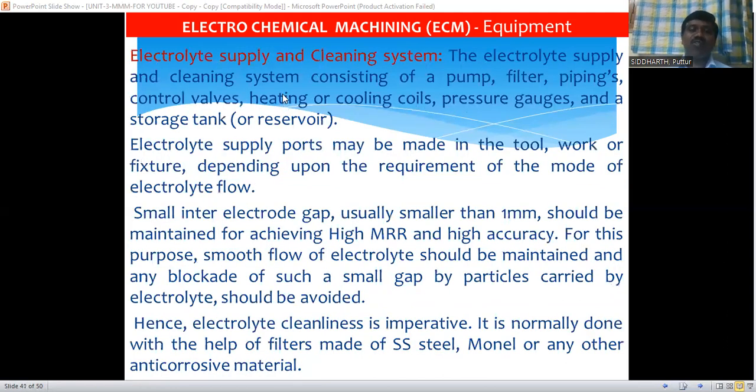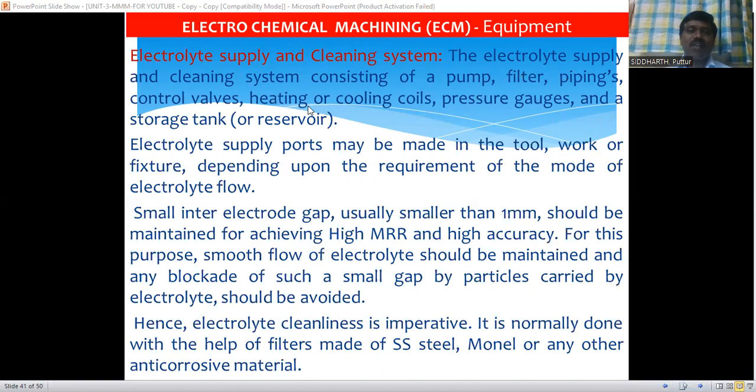Now coming to the electrolyte supply and cleaning system. It means how we are going to supply the electrolyte to the machining zone in the electrochemical machining process, and after machining how we are going to collect that electrolyte, how we are going to clean it properly, how we are going to remove the sludge and unwanted materials from the electrolyte, and how we can recirculate it again to the machining zone. All those things we are going to discuss in this talk.